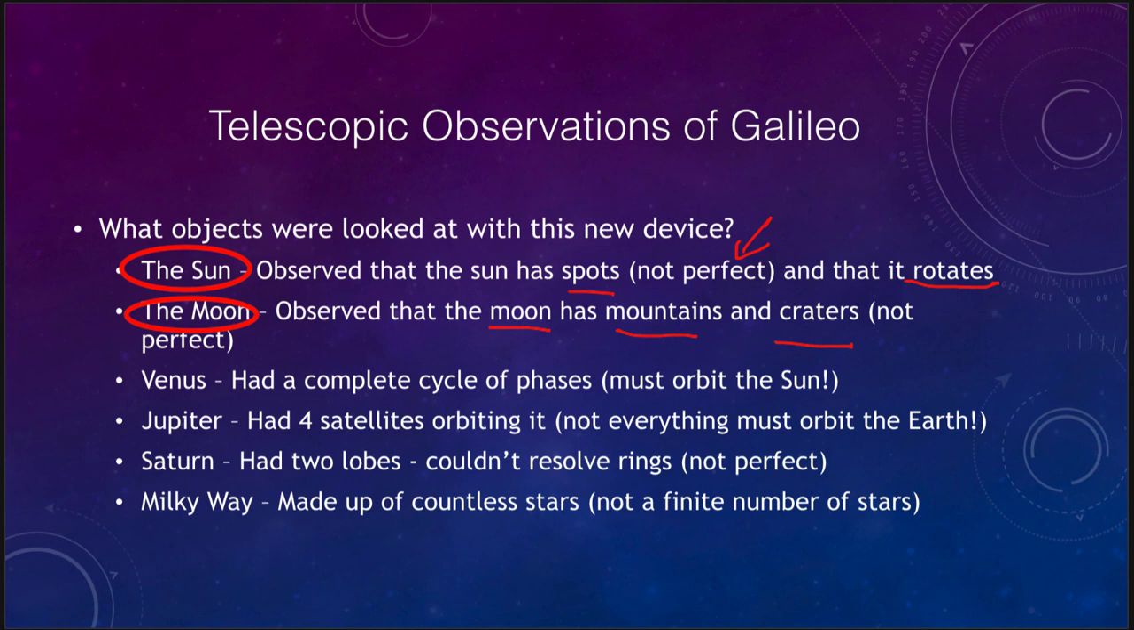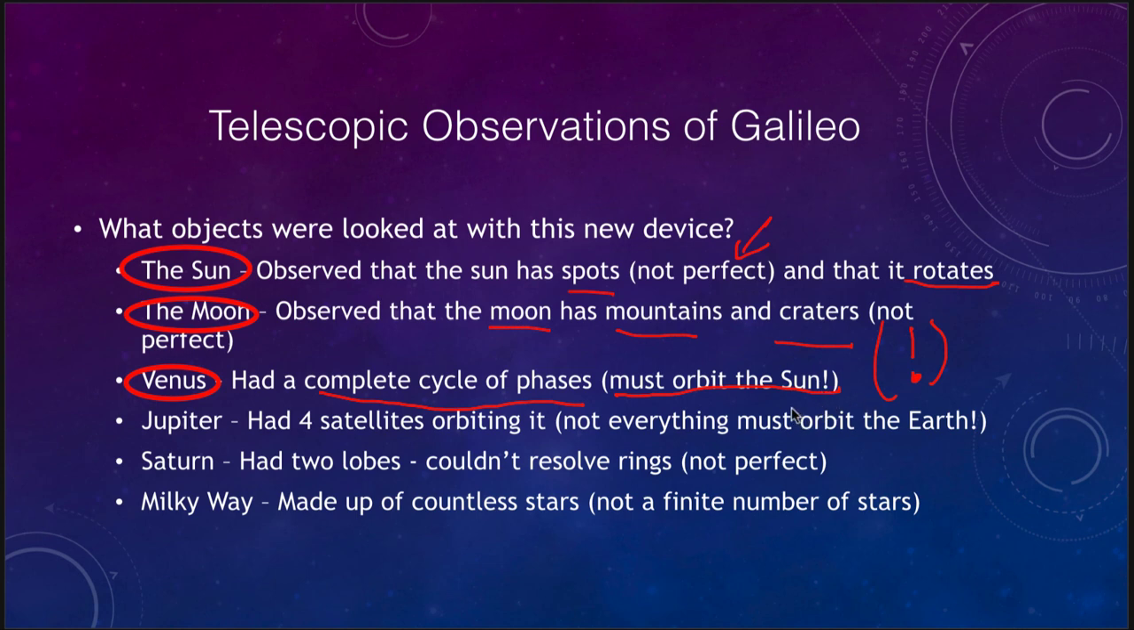He observed Venus. So what are you going to look at with this telescope? You're going to look at the brightest objects you can see. And he looked at Venus, which was a very important one, because he found that Venus has a complete cycle of phases. This is extremely important because it means that it must orbit the sun. That is the only way to explain that you can see its complete cycle of phases.